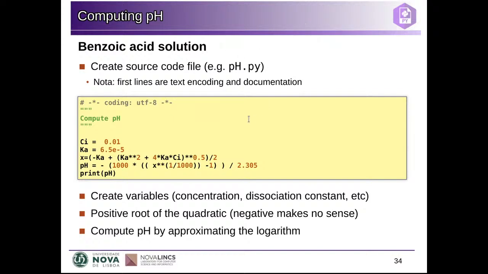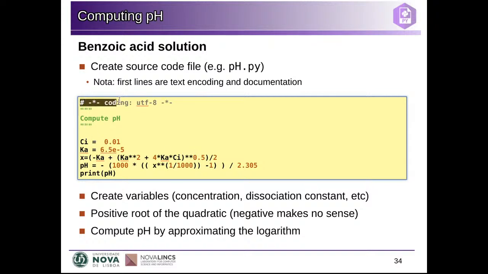So you're going to create a source code file. You can go to the Spyder IDE. You have File, New, for example. Then you can save with some extension, for example ph.py. This .py is the extension for Python source code files. And then you can write your code.